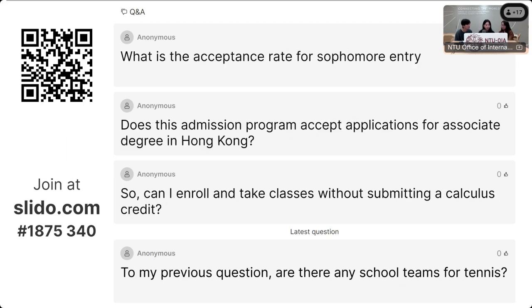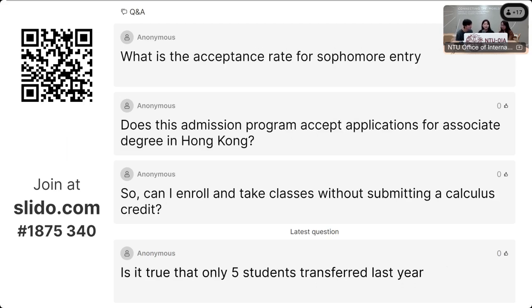What is the acceptance rate for sophomore entry? Actually, there's no acceptance rate. Actually, it is different regarding all the academic years.